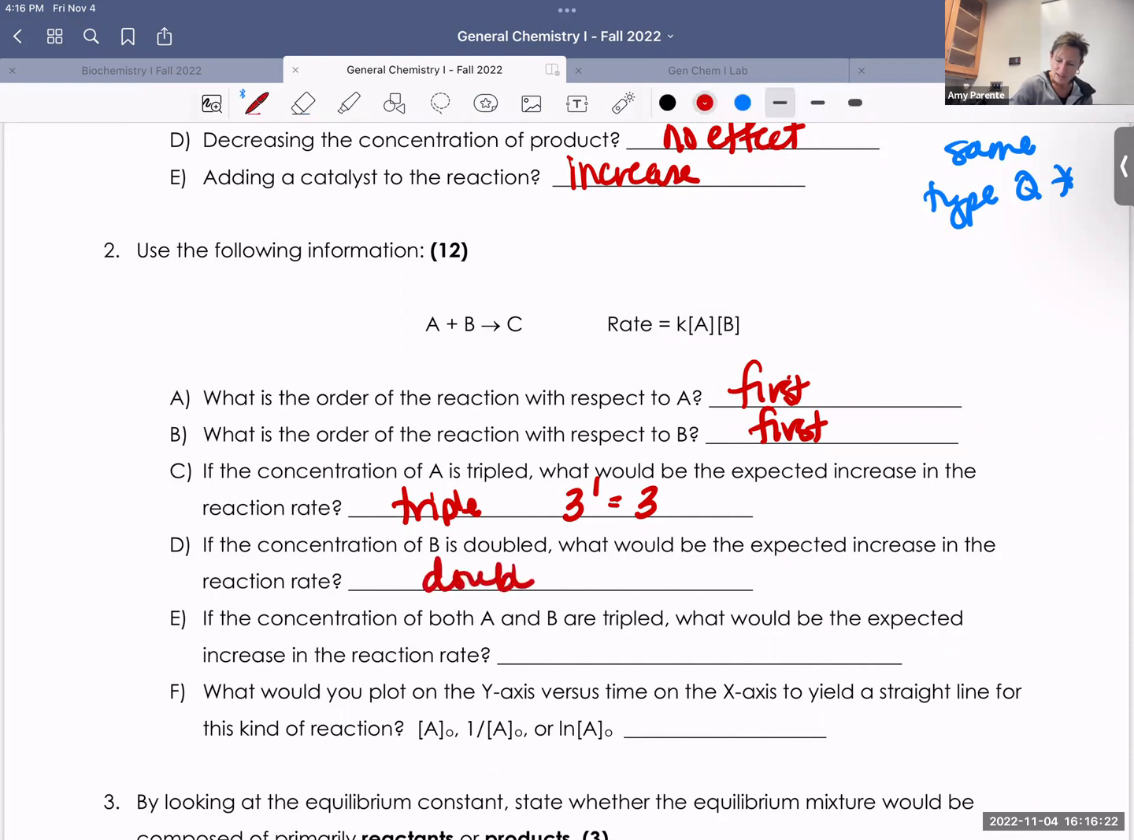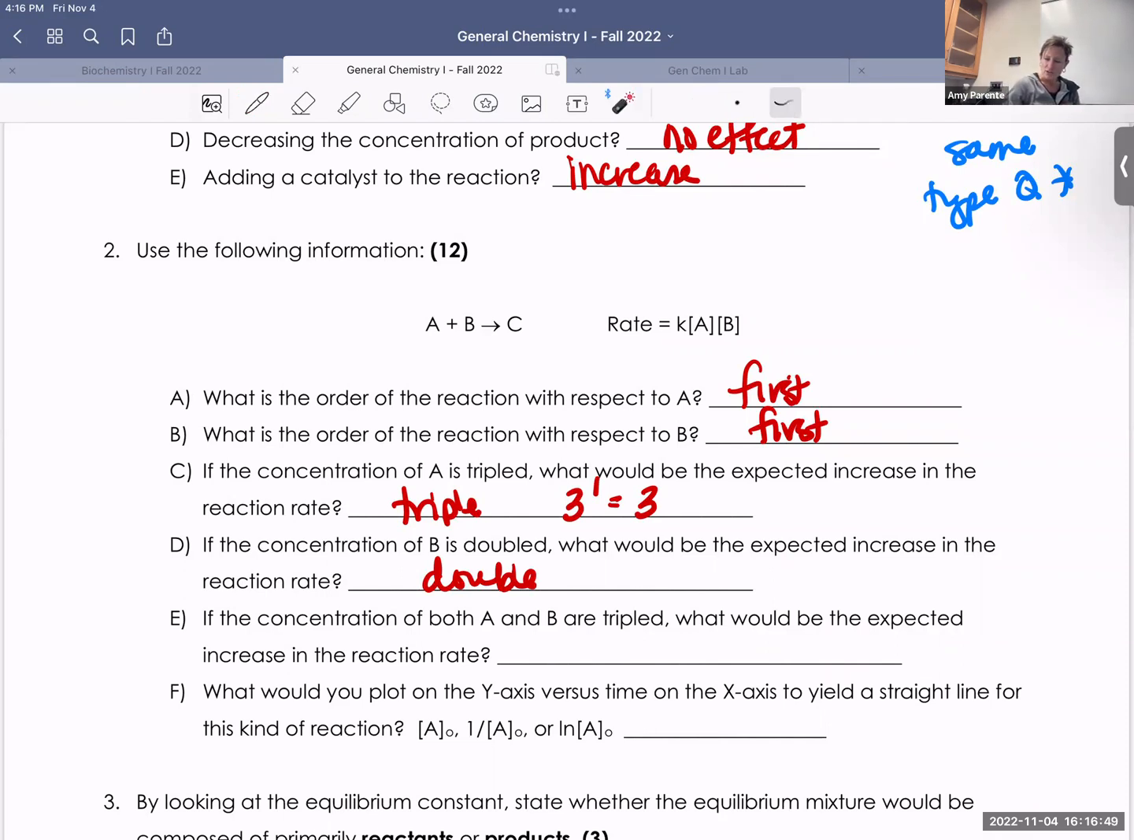Now, let me ask a follow-up question. If the concentration of B is halved, what would be the expected change in reaction rate? It's still first order with B, so it would just be halved as well. When there is that first order relationship, it's the exact same thing. Double the concentration, double the rate. Triple the concentration, triple the rate. Halve the concentration, halve the rate.